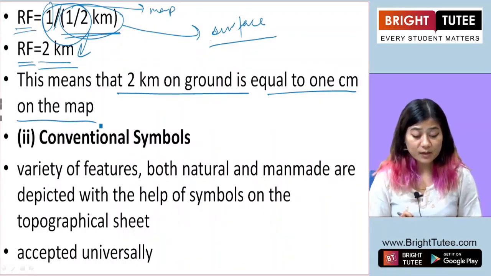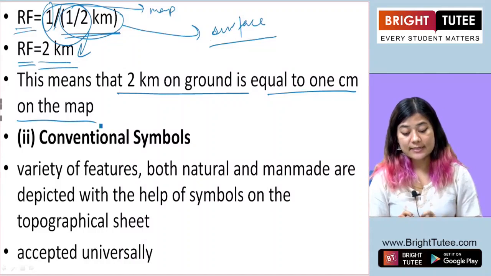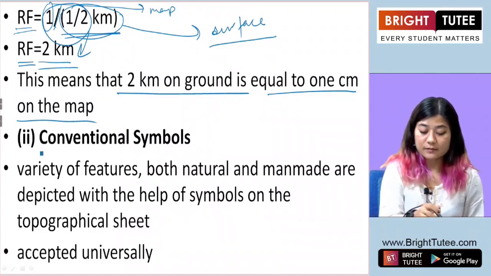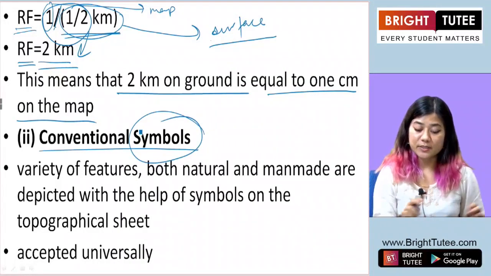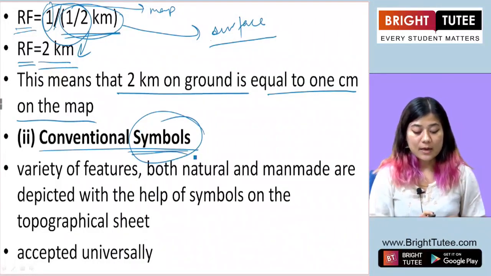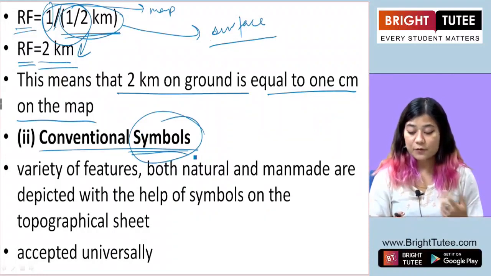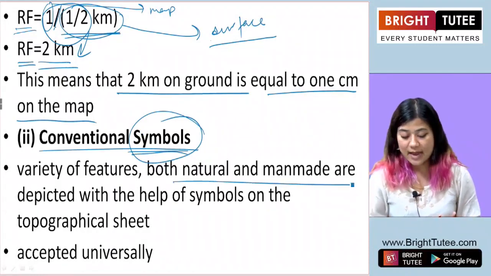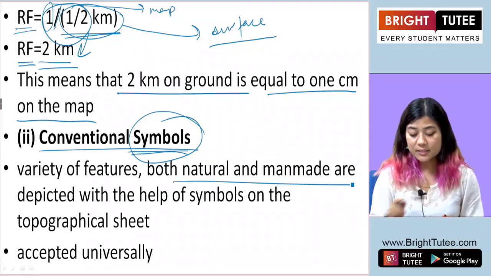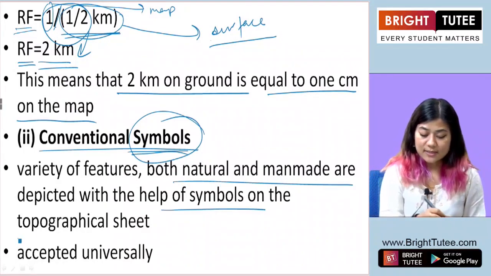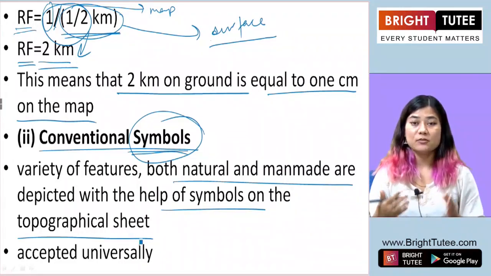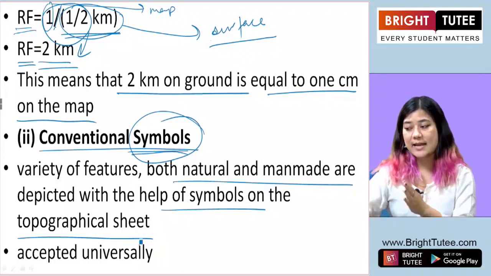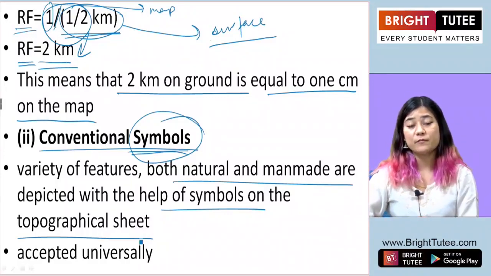Alright. Now another element that is essential for map making is conventional symbols. We looked at the distance measurement. Now we'll look at the symbols. Now on a map there are a variety of features, both man-made and natural, and they are depicted with the help of symbols on the topographical sheet. So on a map you'll see there are different symbols used, and at one corner of the map you'll also find explanation for each symbol used.